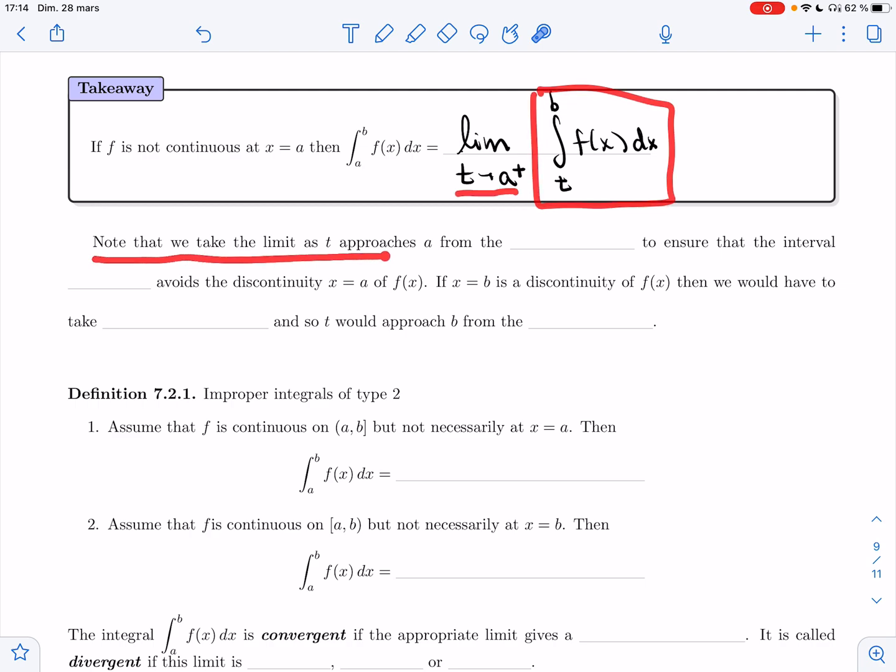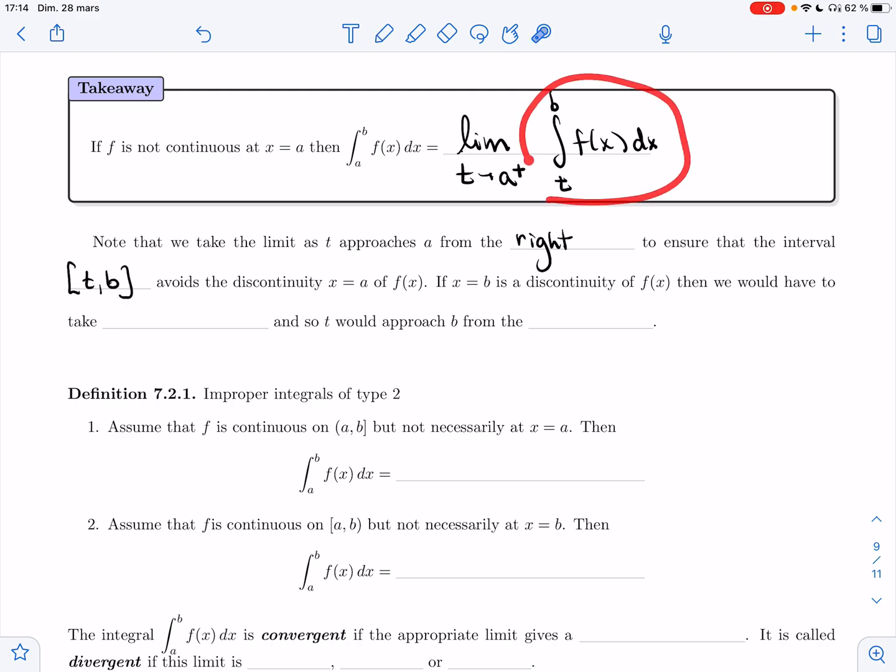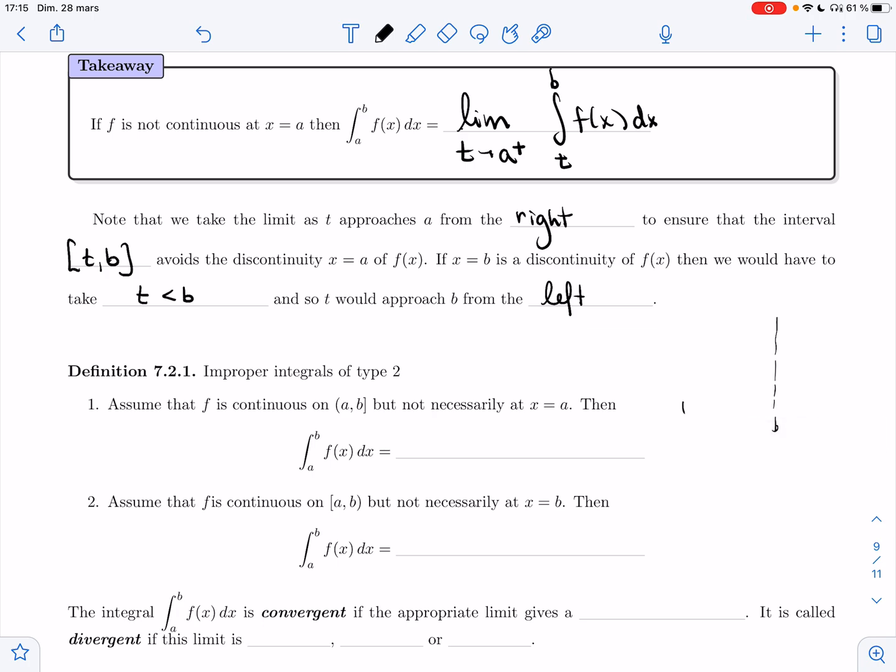So note that we take the limit as t approaches a from the right to ensure that the interval from t to b, which is a new interval of integration here, avoids a discontinuity x equals a of f of x. So if b is the discontinuity of f of x, then we would have to take t smaller than b. So t would approach b from the left, right? So if b is the discontinuity and this is a, you want to stop before so that your interval here has no discontinuity.